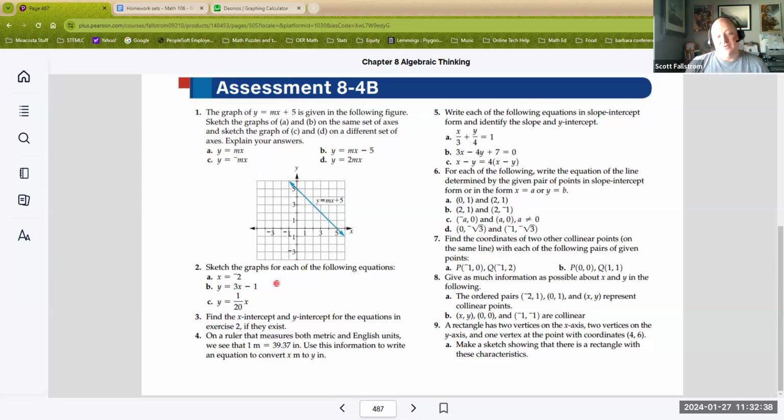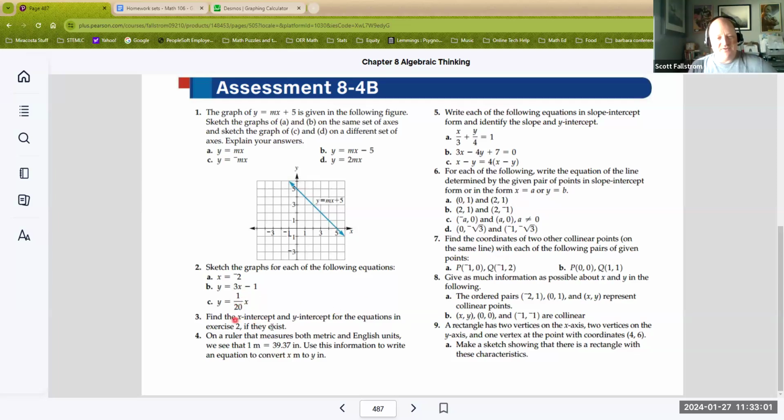Let's see here. Question 2. It says sketch the graphs. So you can choose. You can plug in points into a table, like an XY table. That's absolutely okay. I'm trying to push you a little bit, though. I'm trying to say, can we use that slope-intercept form to find the intercept and then use the slope to find additional points? I think it's quicker. So I hope you try that on this homework.